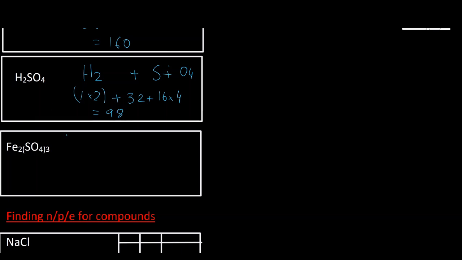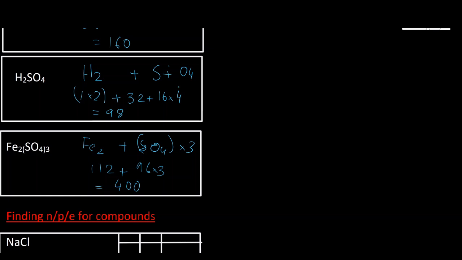Okay, now let's try to solve this. This looks a bit complicated, but it really isn't. We do the same thing. Do Fe2 plus SO4 into 3. So we kind of separate this. If we do it that way, this becomes 112. This becomes 96. And then since we have 3 of that, we just put in 3. And that gives me 400.